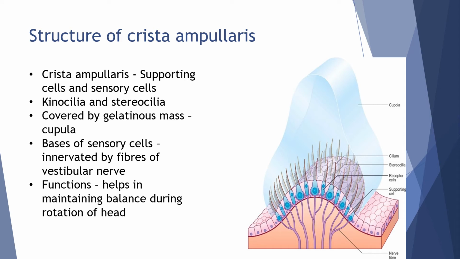So the crista ampullaris again shows supporting cells and sensory cells. They have the stereocilia and the kinocilia covered by a gelatinous mass which is called the cupola. And the bases of these have nerve endings or the axons which will form the vestibular nerve.